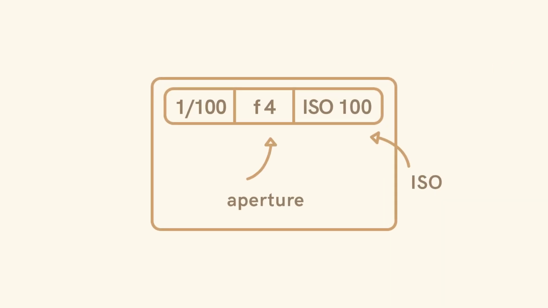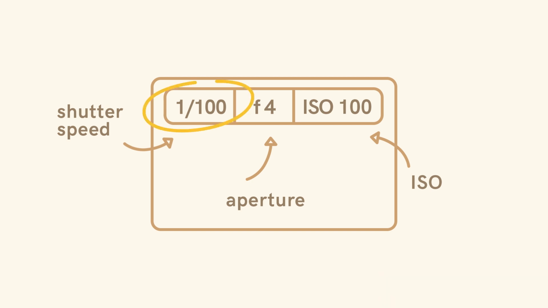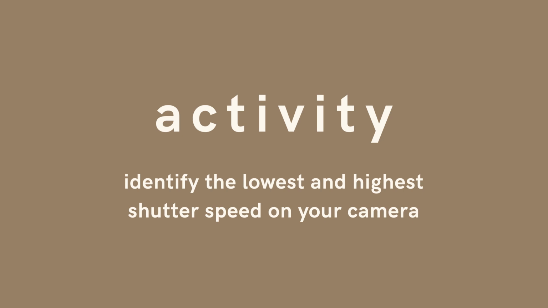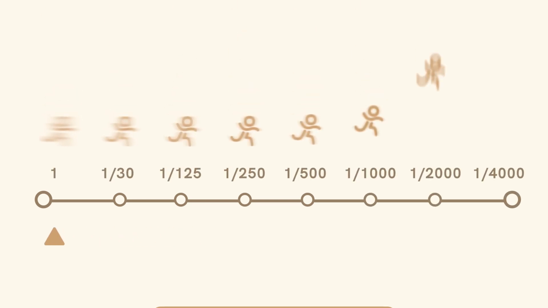Shutter speed is recognized in the camera and measured as fractions of a second. For example, you can recognize it on the camera as 1/100. Here is a mini activity to try before you move on. Try to identify your lowest and highest shutter speed on your camera. When you find it, take note that the bigger the number, the slower your shutter is, and the smaller the number, the faster your shutter is.